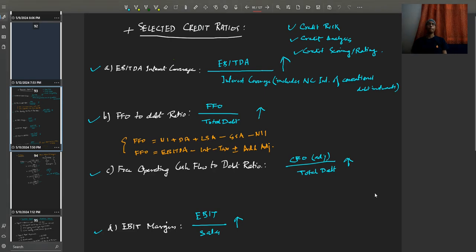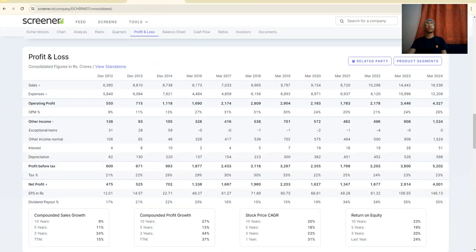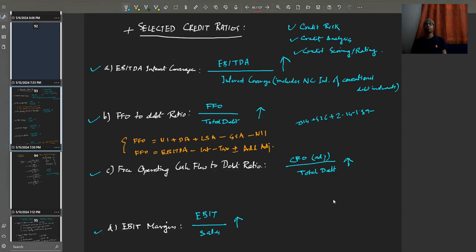So this is 2914 plus 526 plus 2.14 minus 1.89 minus, again we look at the annual report once, 301.12, 176.48. 301.1 minus 176.48. This entire value you divide by the debt, which is 419 crores.